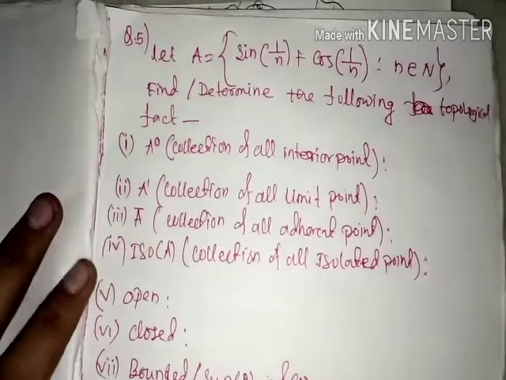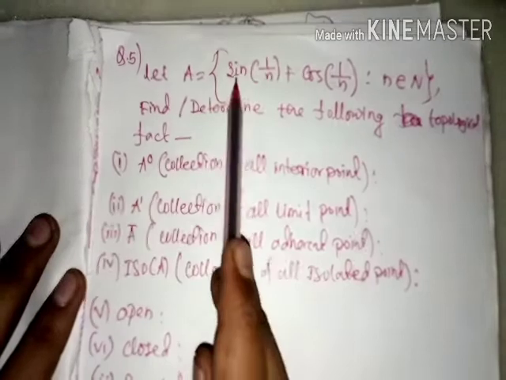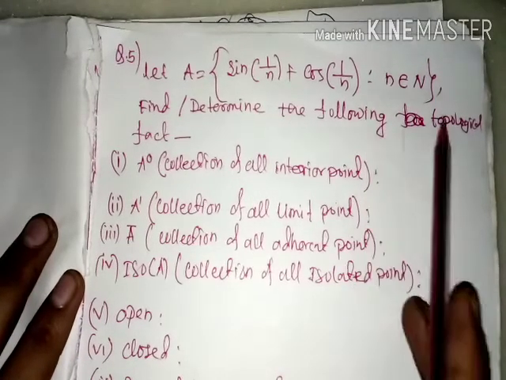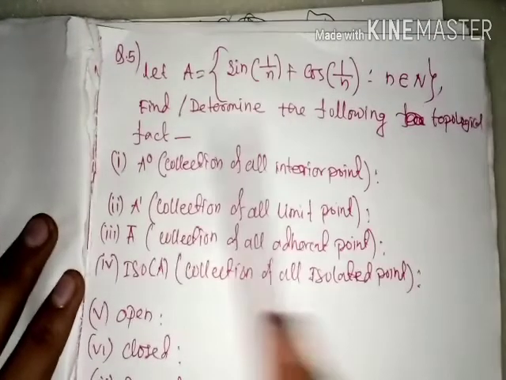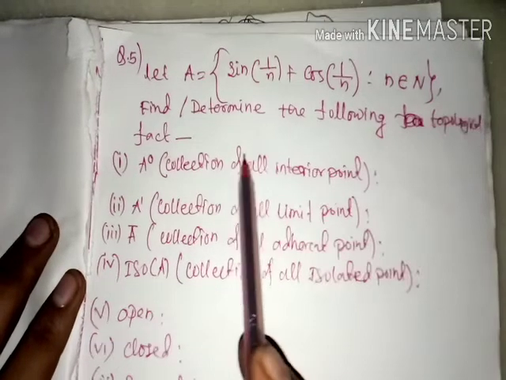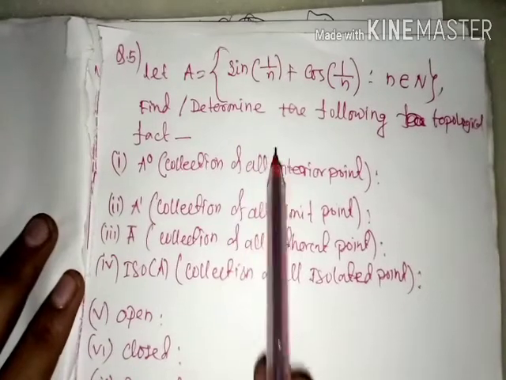Let's go to see the question. The question is, let A equal to {sin(1/n) + cos(1/n) : n belongs to N}. Determine the following topological facts. It is clear that this is a question related to point set topology in R.